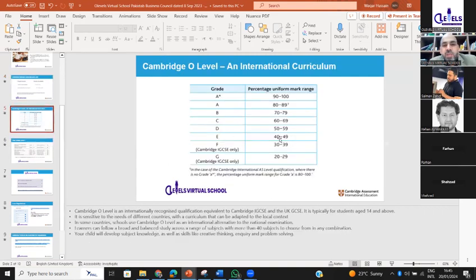No problem. So E is basically 40%. Yeah, I got the idea. Okay. So they will say ungraded, no marks. So you have to appear again.